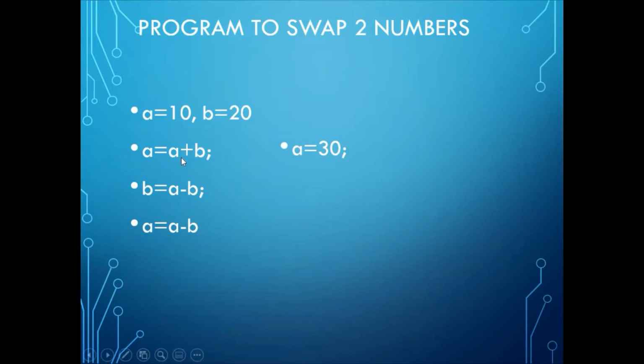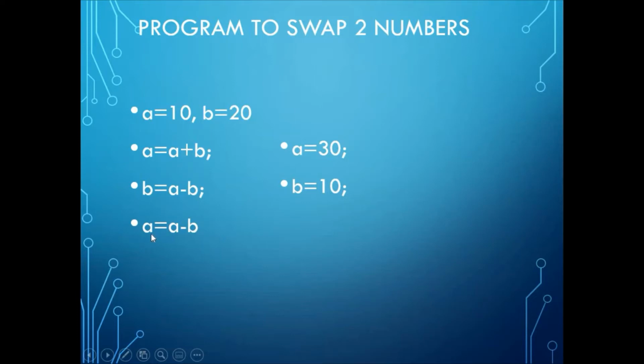When the statement A is equal to A plus B is executed, A will have the value 30. How did we get this 30? A plus B, that is after adding 10 and 20, A becomes 30. Then the statement we have is B is equal to A minus B. What is A? 30. What is B? 20. So 30 minus 20 is 10, which will be stored into B. So we have here B is equal to 10.